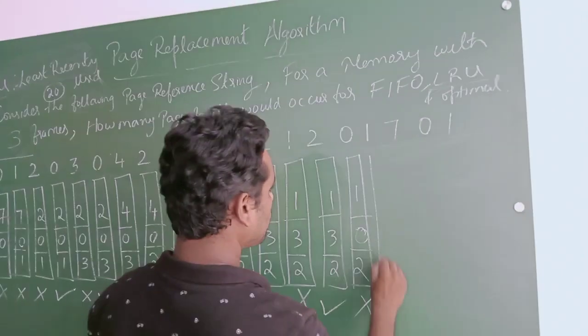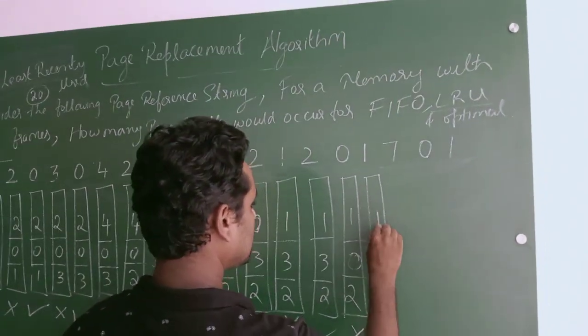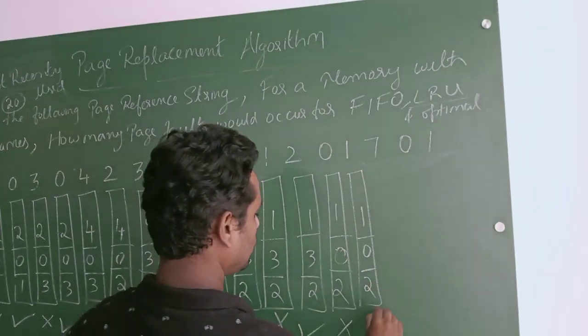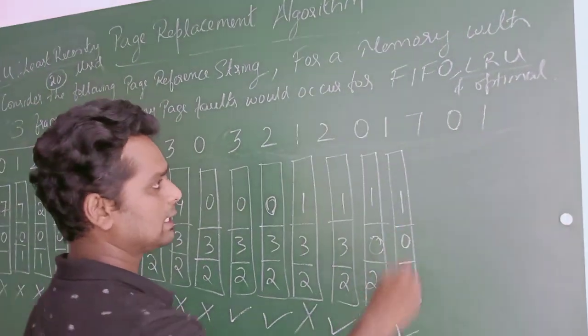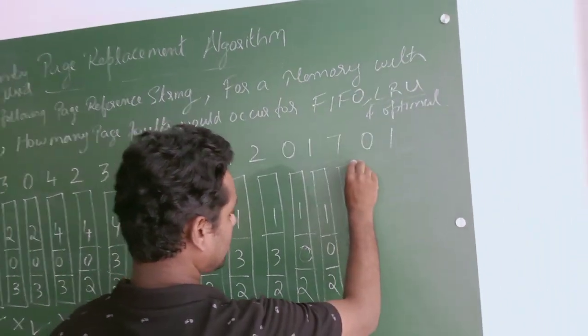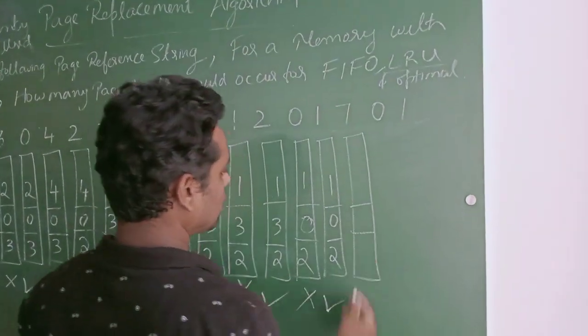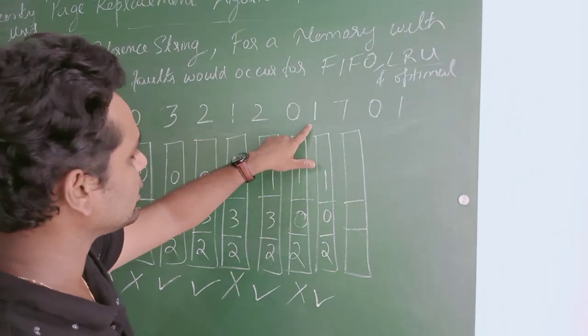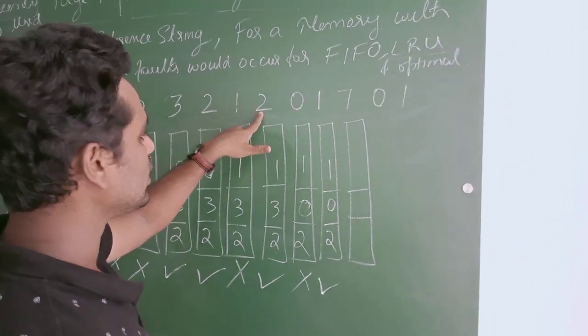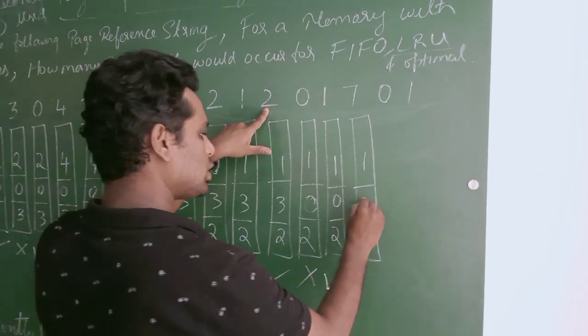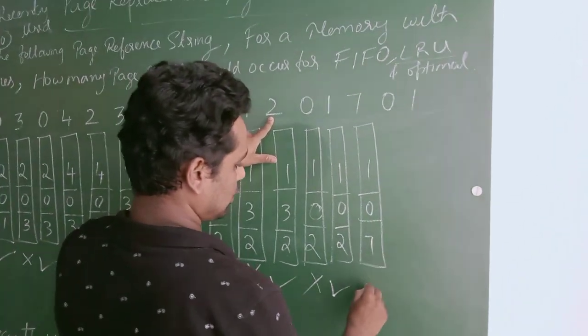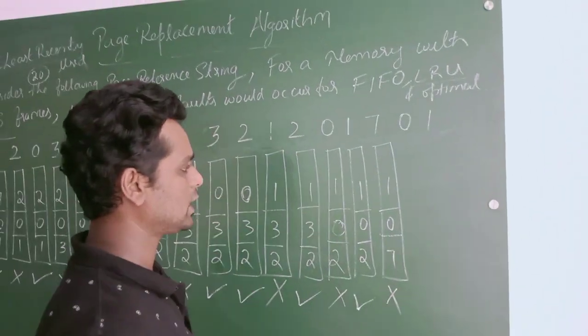1 is already in memory, don't go for replacement. 1, 0, 2, that is called as what? Page hit. 7 is not there, so what do you have to do? You have to replace in 1, 0, 2. 1 is here, 0 is here, 2 is least recently used. Replace 2. Again replace, that is called a page fault.